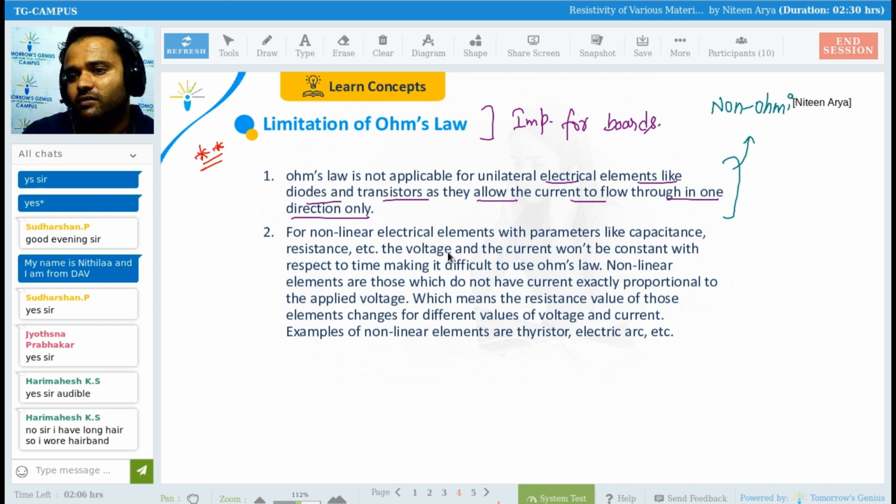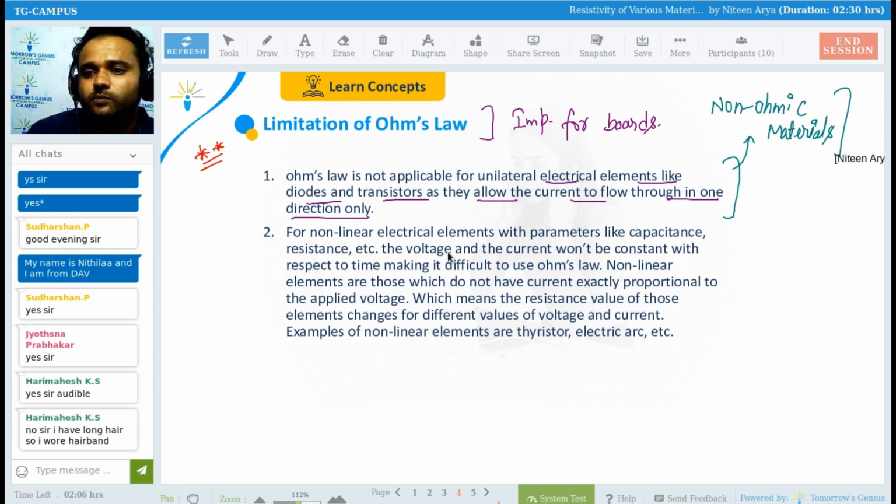Non-ohmic materials. Obviously they do not follow Ohm's law. Okay, and I hope and I believe everyone knows Ohm's law, what it is. Clear? So there is a graph of Ohm's law, V directly proportional to I and V equals IR. So they are not going to follow that particular linear line or directly proportional graph because they are non-ohmic materials. Clear, everyone?